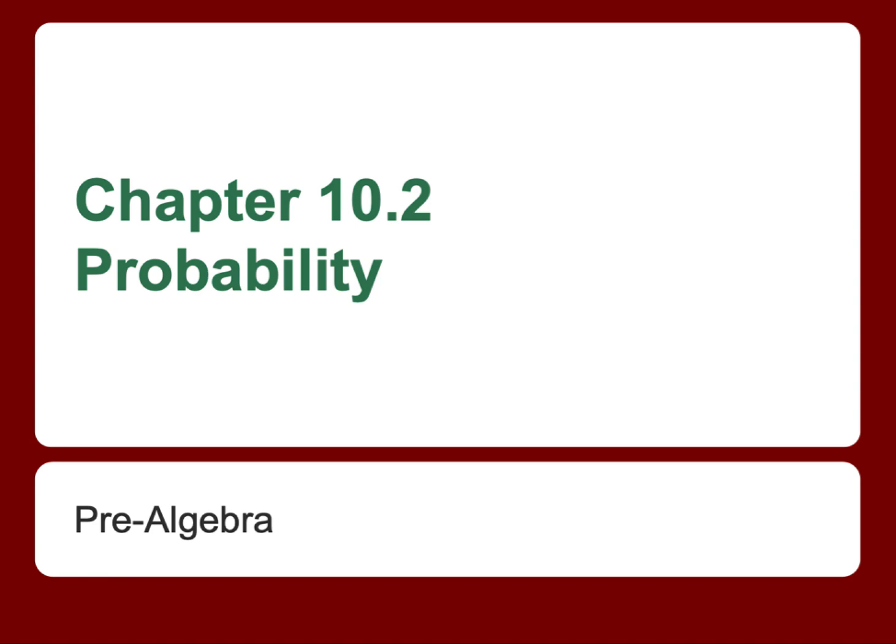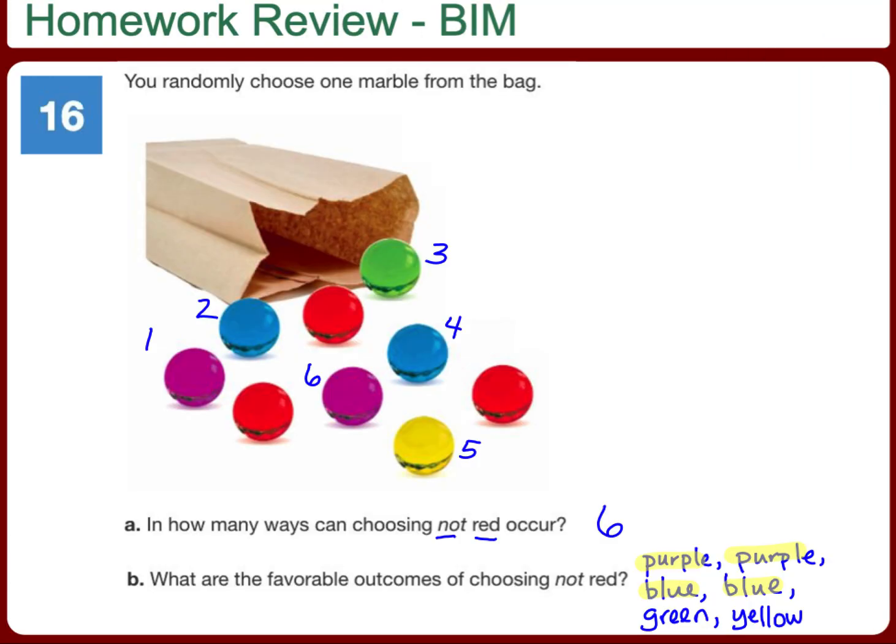Before we talk in more detail about probability, let's take a look at some of the homework from last week that got us to this point. Our first lesson on probability had to do with looking at possible outcomes and favorable outcomes. This was number 16 on one of your homework assignments. You had 9 marbles in a bag, and what was the number of ways you can choose not red?